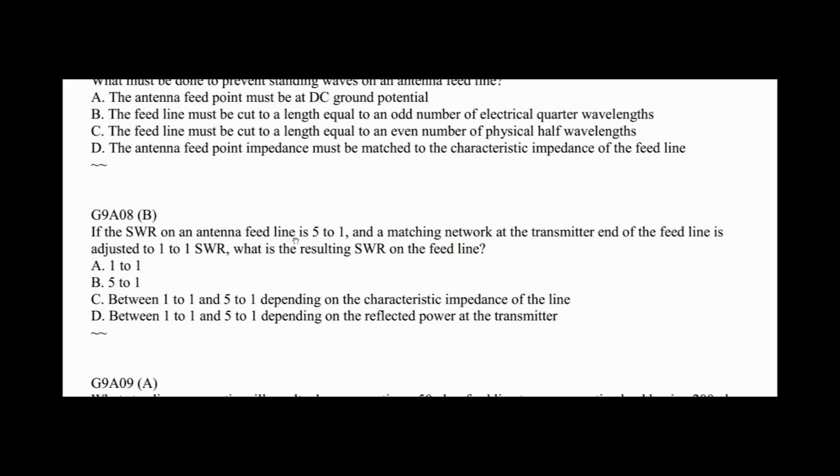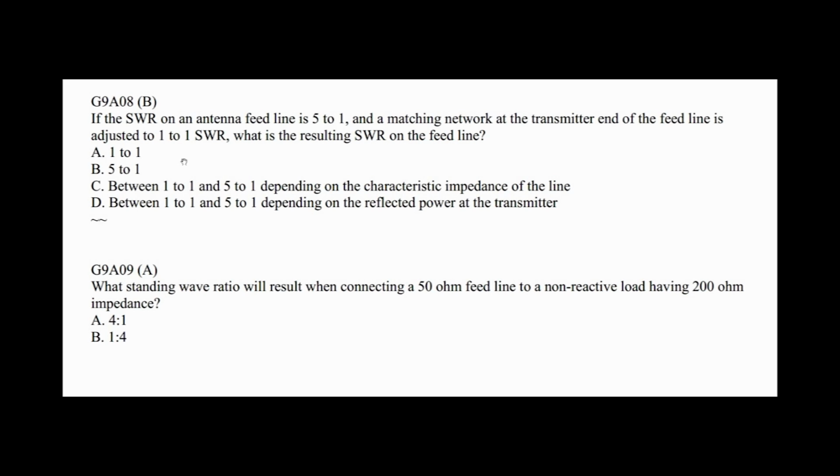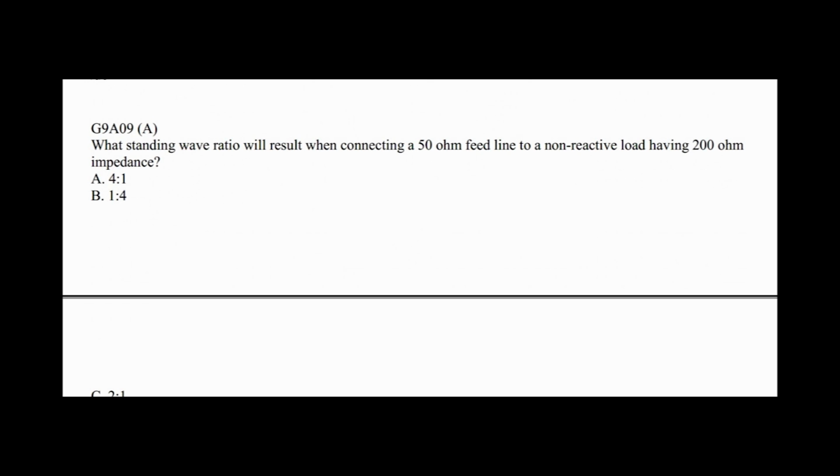G9A08, if the SWR in a feedline is 5:1, and a matching network at the transmitter end of the feedline is adjusted to a 1:1 SWR, what is the resulting SWR in the feedline? Well, the SWR in the feedline is the SWR in the feedline. It's 5:1. So it's B. It doesn't change. What they're saying here is you're using an antenna tuner at the transmitter to get a 1:1 SWR. How does that change the feedline? Well, it doesn't. It's just a matching device.